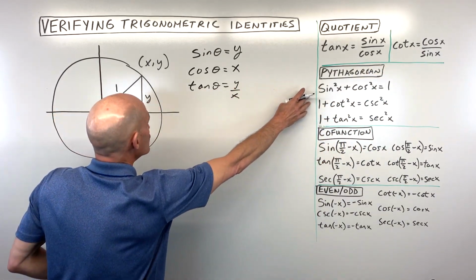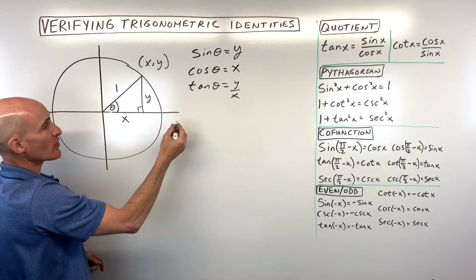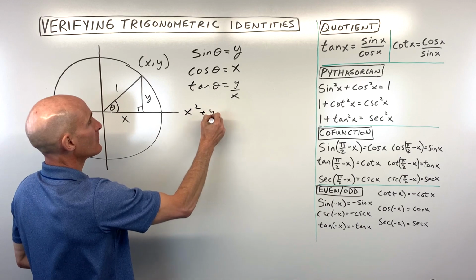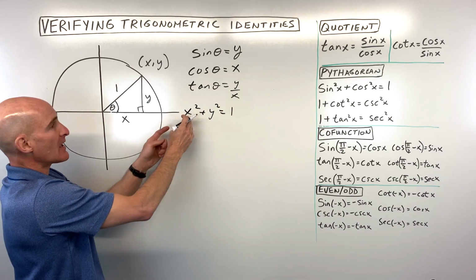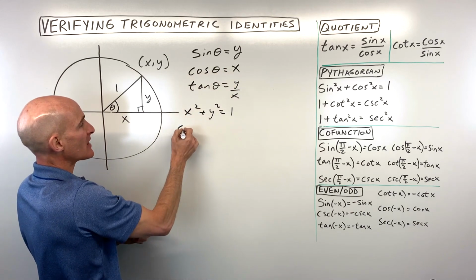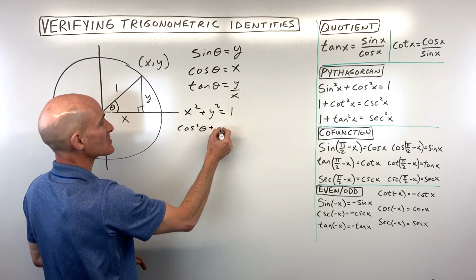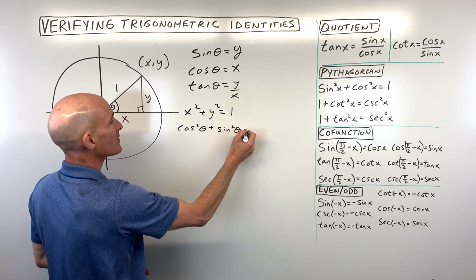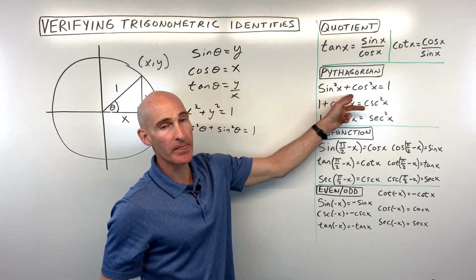Now for the Pythagorean trig identities, we know that a squared plus b squared equals c squared, right? So you have x squared plus y squared is equal to 1 squared, which is 1. But again, we've already established that the cosine is the x, so that's really cosine squared, and sine is the y, so that's really sine squared, equal to 1. So that's our Pythagorean trig identity, this first one.